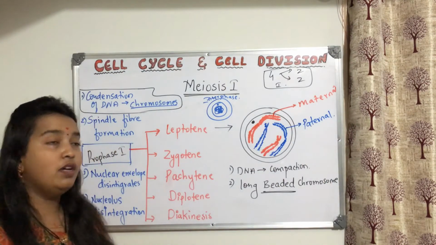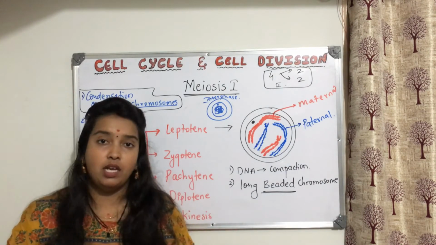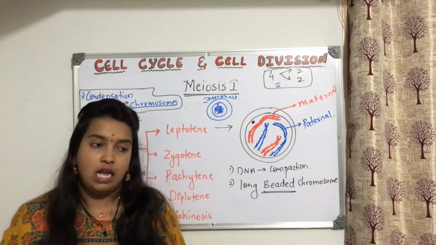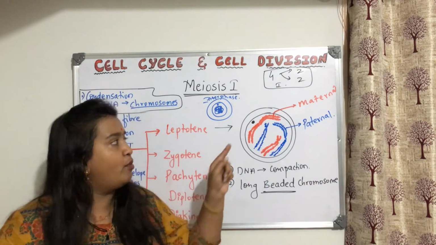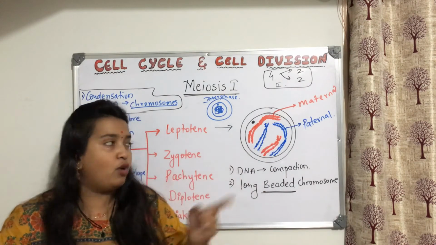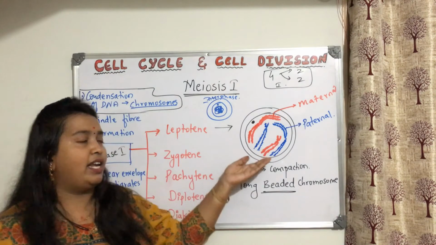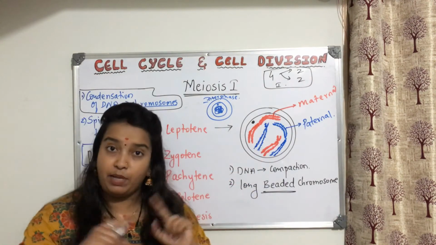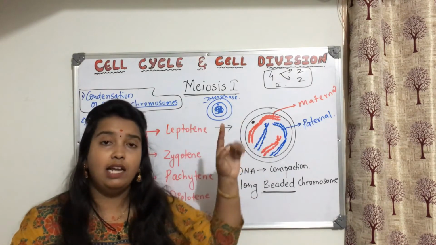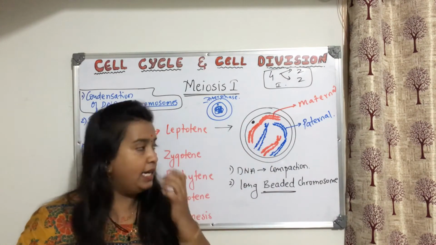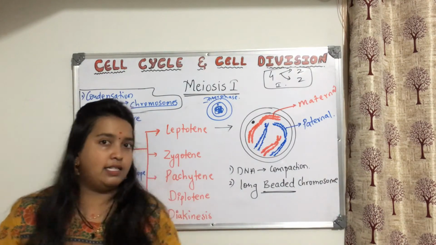Because I have taken an example of 4 chromosomes, this is only 4 chromosomes I have shown. In human beings, how many will be there here? 46 will be there. 23 chromosomes with red, 23 chromosomes with blue we need to draw, and that is not easy for us. So we have taken an example of 4 chromosomes, but the concept is same. Please relate it. Red will be 23, blue will be 23. Clear? So this is leptotene. And one more thing you can understand here.